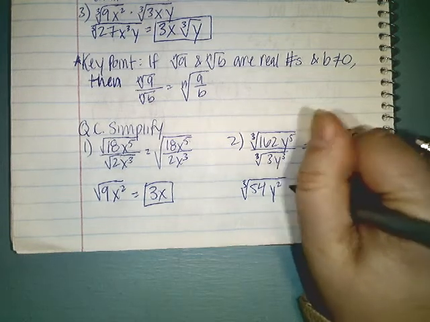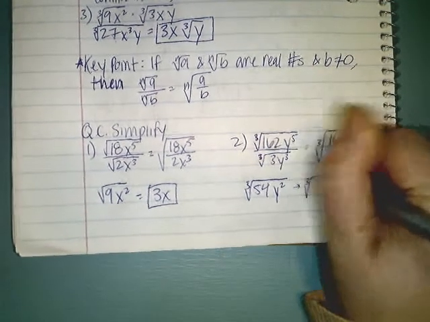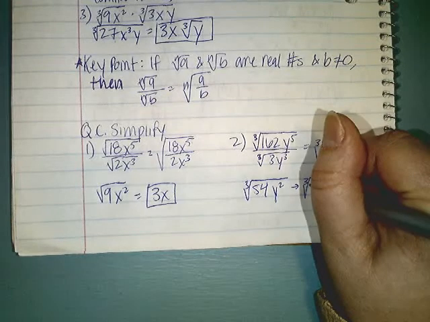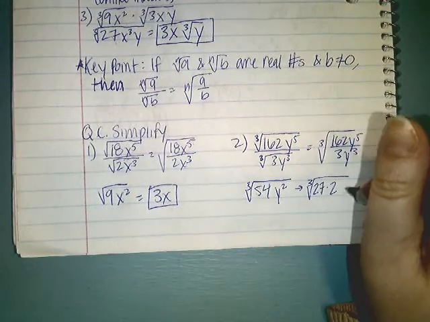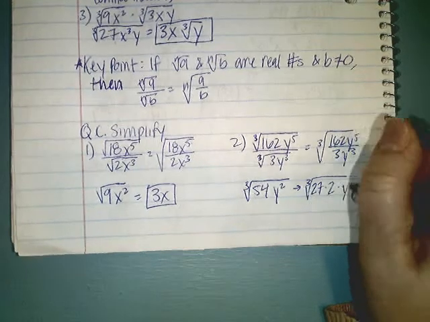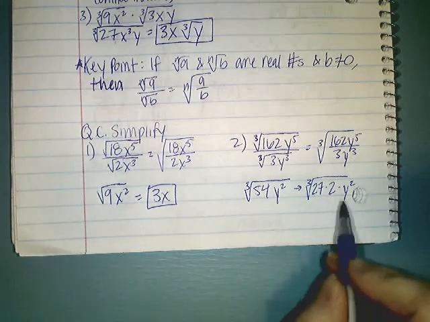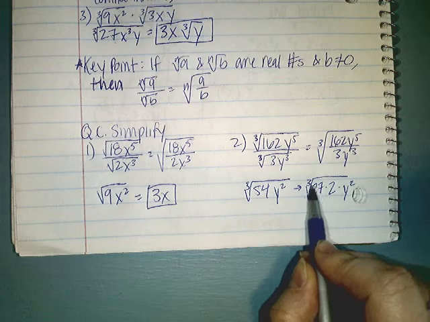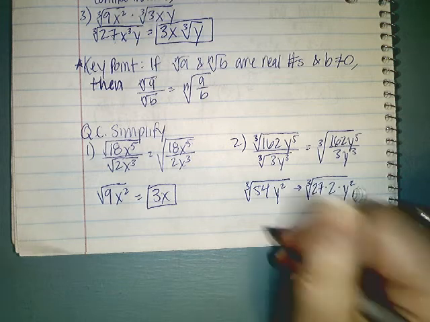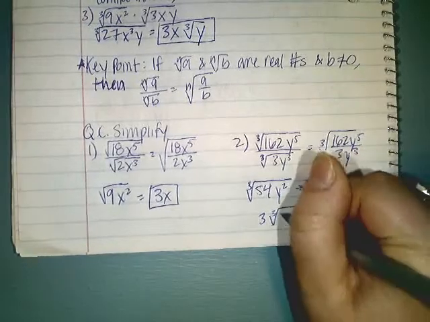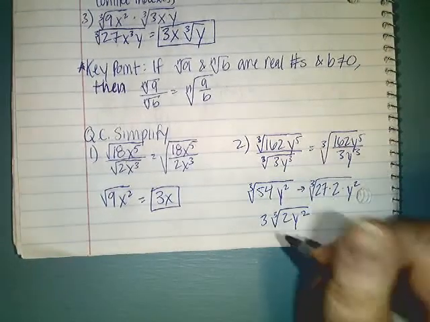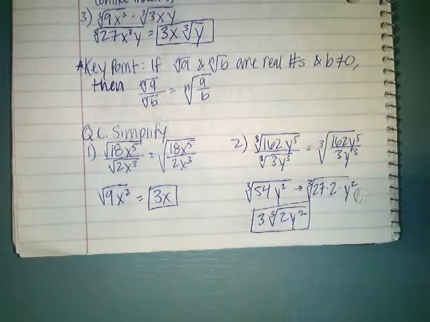I'm going to do the other method where I rewrite this as 27 times 2, because I know 27 is a perfect cube, times y squared. I cannot take out the 2 or the y squared since they're not perfect cubes, but I can take out the 27 and write 3 times the cube root of 2y squared, and that is my final answer for that one. All right, so that's multiplying and dividing radicals.